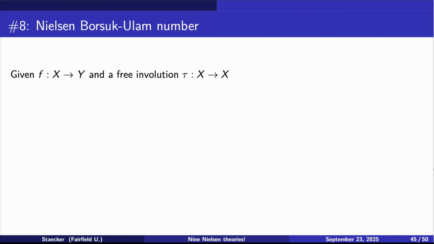Number 8, there has been a Nielsen-Borsuk-Ulam number. All right, so I hope you're familiar with the classical Borsuk-Ulam theorem, which is about a sphere and the involution on the sphere. So this is not just for spheres, but given a map, these are typically manifolds, and a free involution on the domain, I want to count points in a homotopy invariant way which have this property. This is the Borsuk-Ulam property in a homotopy invariant way.